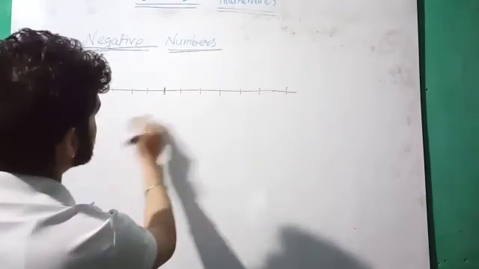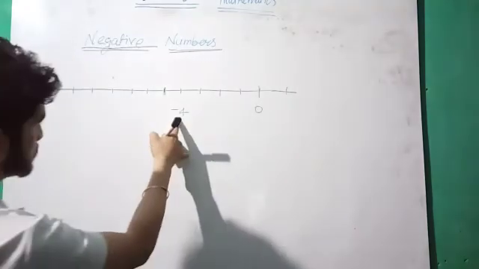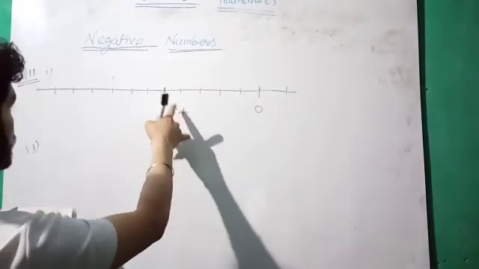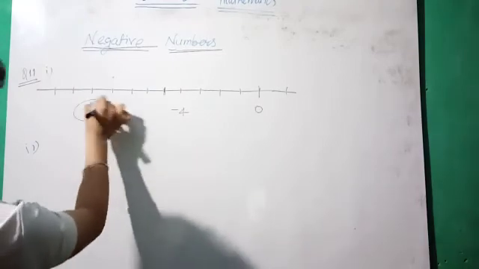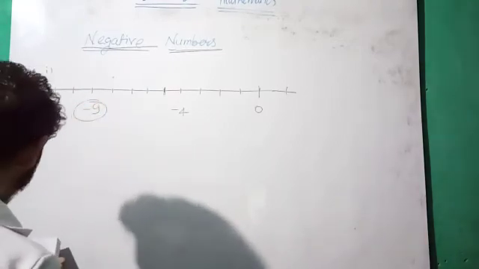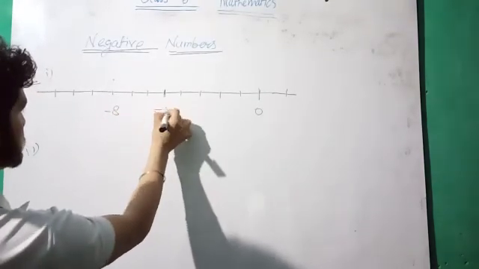5 less than minus 4. Minus 4, if this is 0, so minus 4, 5 less than minus 4: 1, 2, 3, 4, 5. That is minus 9. Next, last part, 3 more than minus 8. Here is minus 8, 3 more than: 1, 2, 3. So minus 5 is our answer.